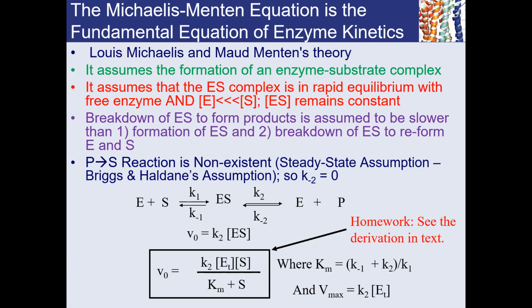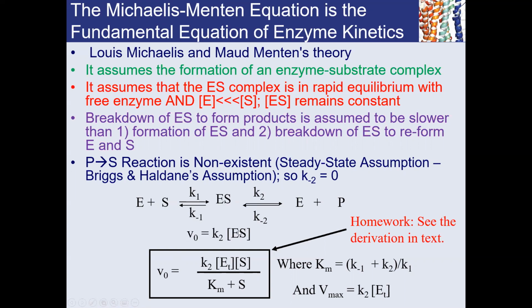So with those assumptions, K minus 2 is 0, so you can just remove that. You are just talking about K1, K minus 1, and K2. K2 is the rate limiting step, the slowest step in the reaction. You know that if you have a multi-step reaction, the rate of that reaction is governed by the slowest step. So V0 will be proportional to the concentration of ES, because ES to E plus P is the slowest step, the breakdown. That rate constant is K2. So V0 is equal to K2 times ES.